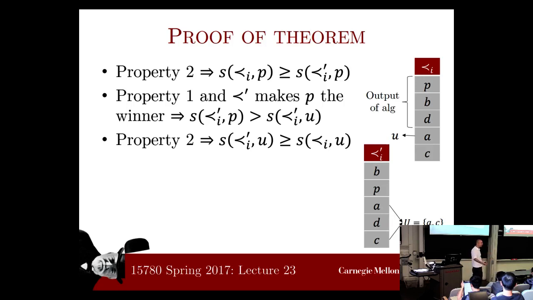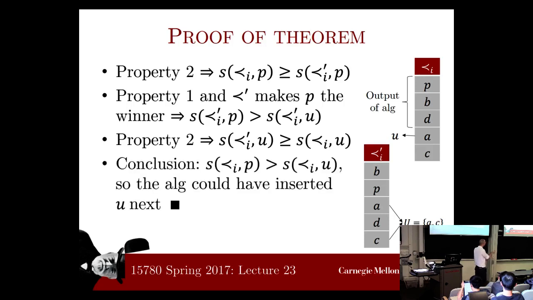So now we just put these three inequalities together. So we have this is greater than this, this is greater than this, is greater than this. So putting them together, we have that the score of P in the original ranking is at least the score of u in the original ranking. Which means we could have put u in that place in the original ranking without preventing P from winning, which is a contradiction to how the algorithm works.